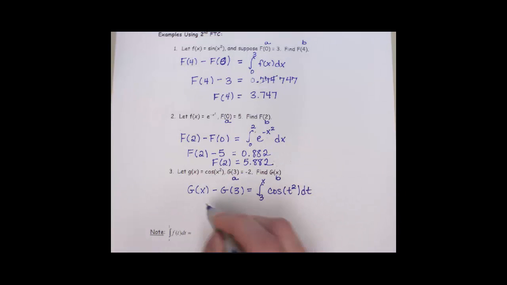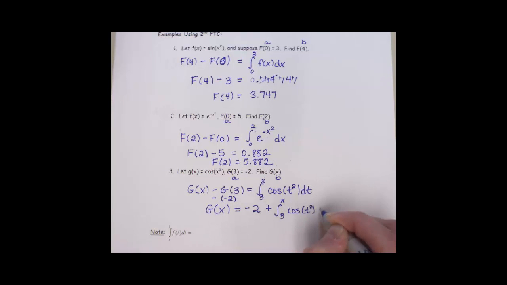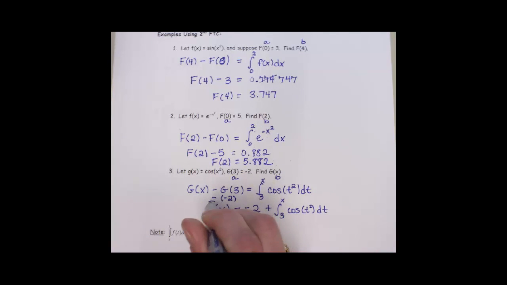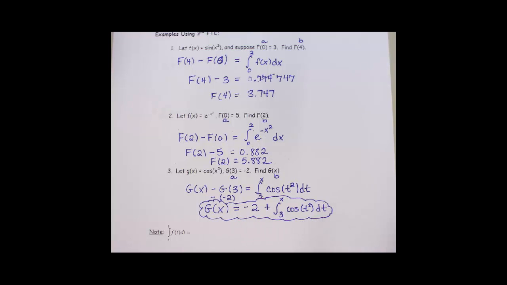And then I'm just going to solve this for g of x, because it says find g of x. So g of 3 was negative 2. So I actually had a minus negative 2 here, which made a plus 2, but then when I move it to the other side, I'm back to a minus 2, plus the integral from 3 to x, cosine of t squared dt. So we have a formula for the antiderivative, even though we can't find the actual equation. We can use this formula to find values of the antiderivative. And again, cosine of x squared is something we would never be able to find an equation for, but we can still find antiderivative values using the second fundamental theorem.